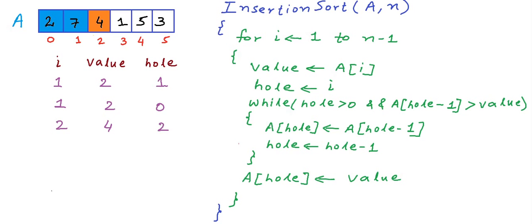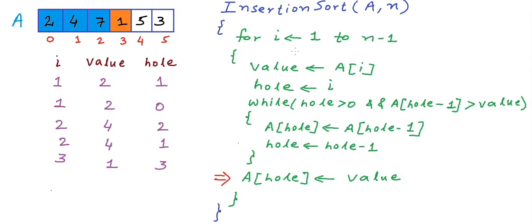7 is greater than 4. So we will shift it and the imaginary hole will go to position 1. And now a[hole minus 1], which is 2, is not greater than value. So we will come out of the while loop and we will write 4 at this particular position. And we will go on like this.